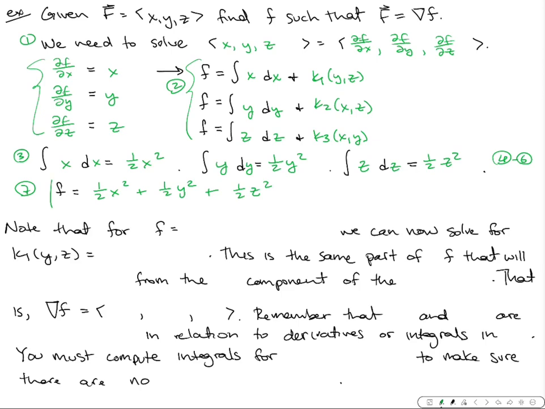And at this point, we've got the answer to that question. Little f equal to 1/2 x squared plus 1/2 y squared plus 1/2 z squared is the potential function f that generates the vector field we were given.